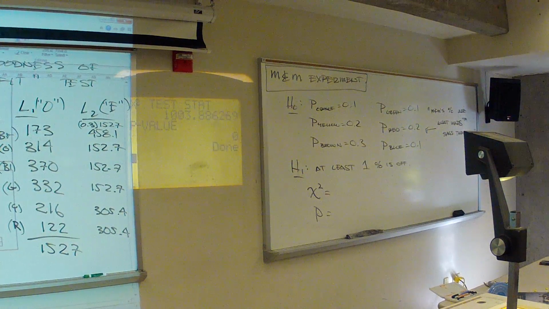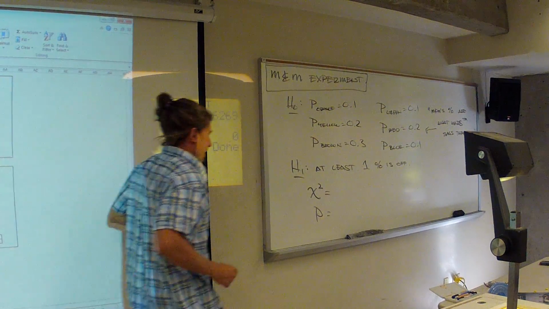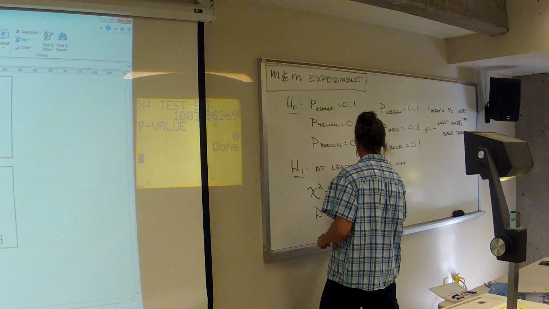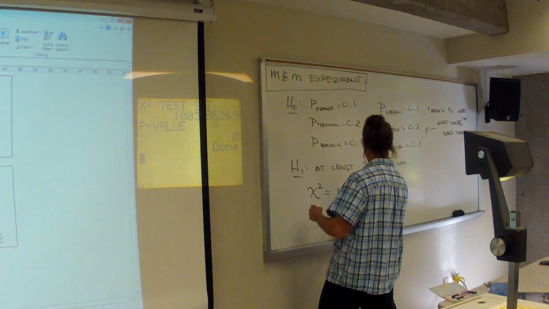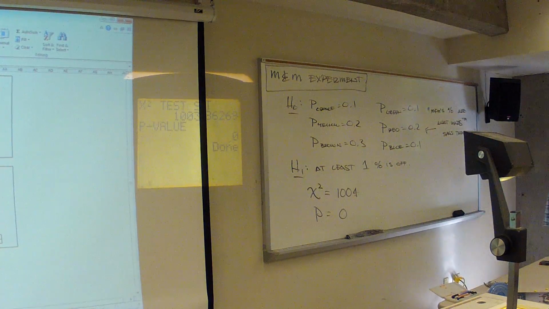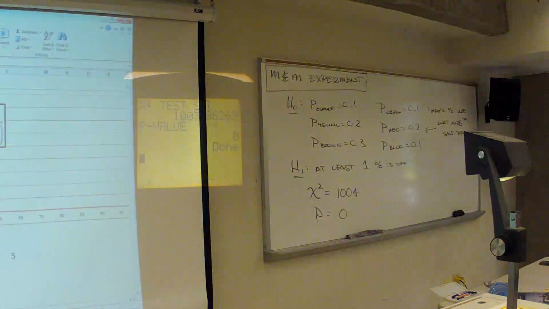Okay. I thought I messed up. Evaluate. Test statistic is about 1,003, it looks like, about 1,004. It's huge. They're calling the p-value 0. Can you see why they're calling the p-value 0, friends?